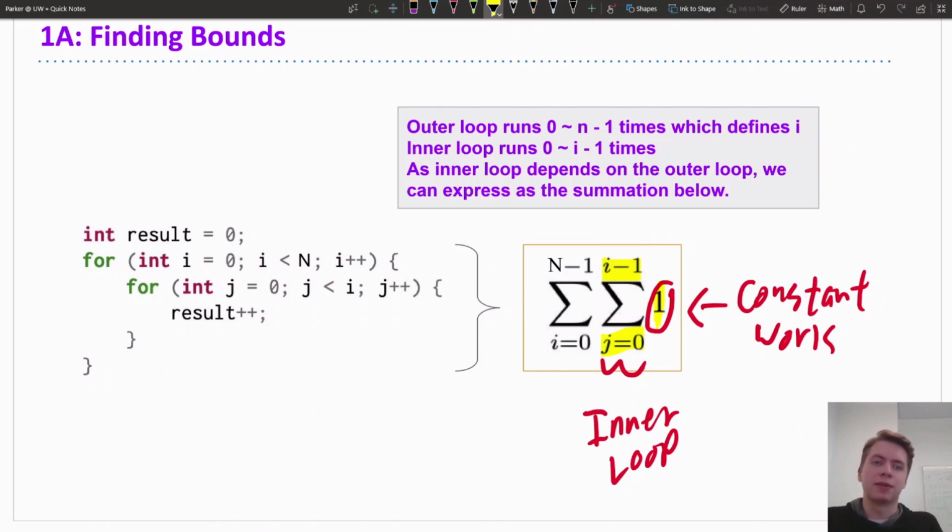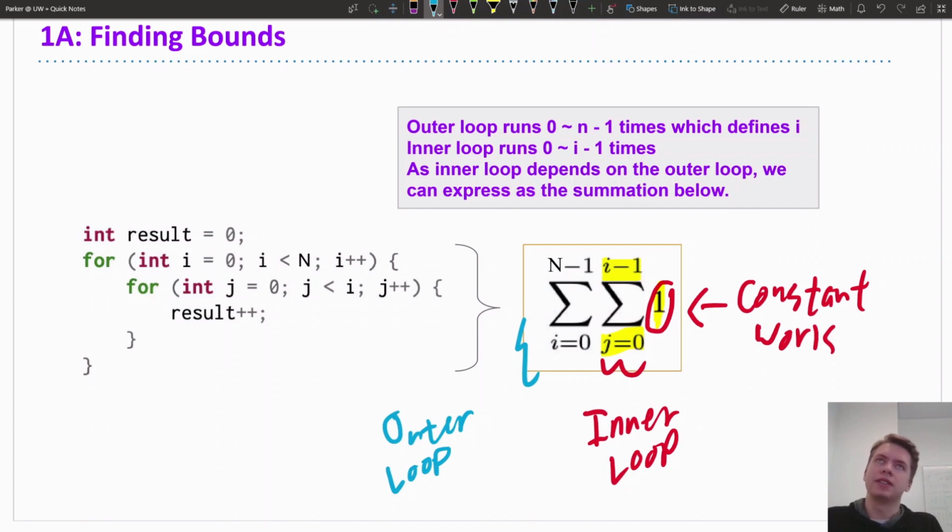So the total amount of work the inner loop will do is 1 plus 1 plus 1 plus 1, etc., all the way until j is equal to i minus 1. And then it'll stop when j is equal to i. Finally, this outer summation, as you can probably guess, is our outer loop.